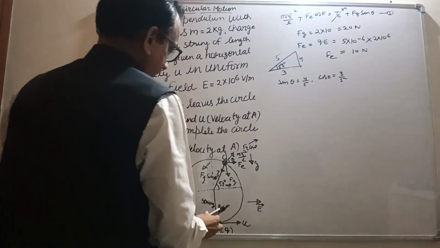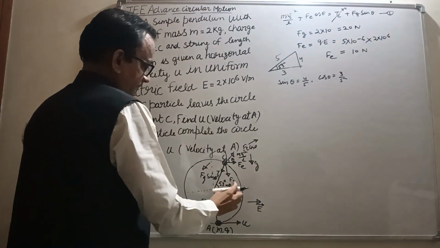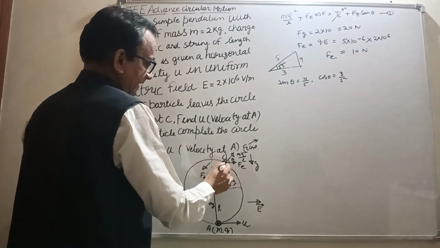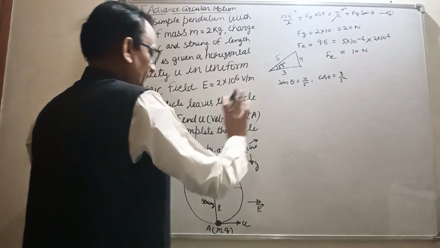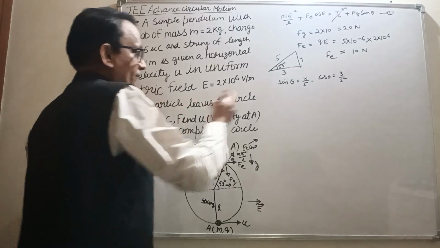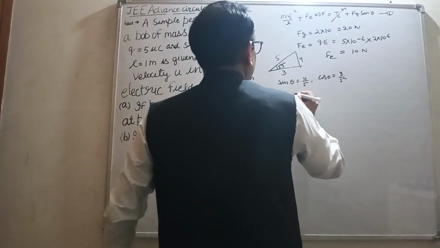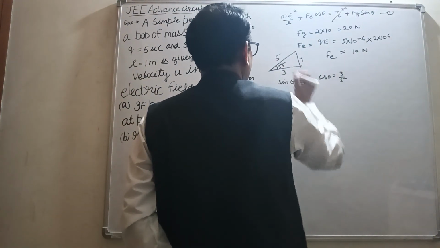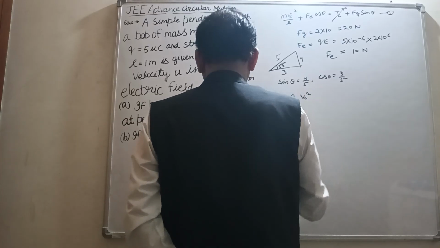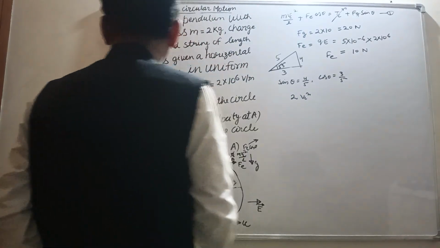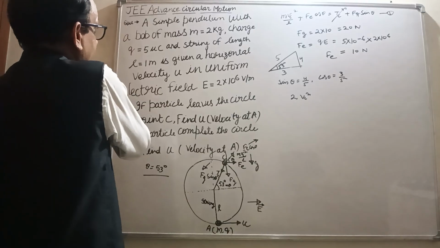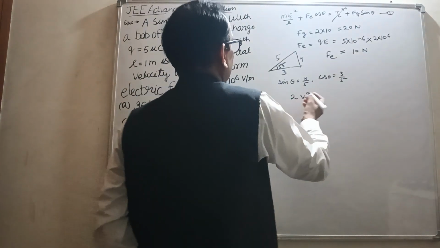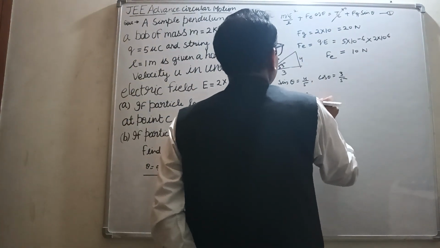We know that between this point and this point tension drastically becomes 0, but speed persists here. So placing the values here, m is 2 kg and VC we have to calculate here. And what is the length? Length is 1 meter. So this becomes 1 plus FE.